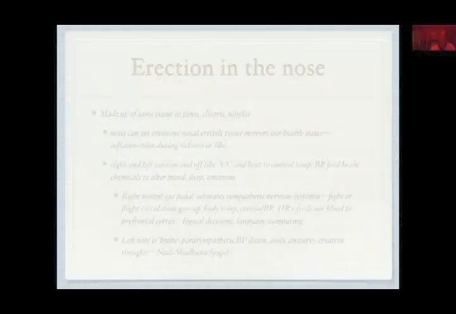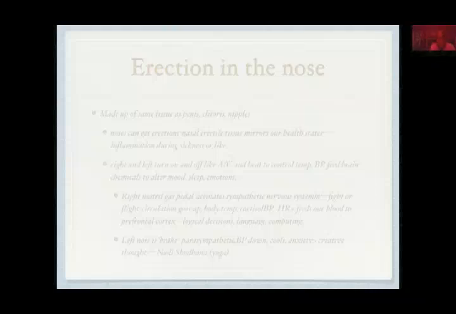All right. Erection in the nose. Our nose is made up of the same tissue as the penis, clitoris, and nipples. Noses can get erections. Nasal erectile tissue mirrors our health states. So inflammation during sickness or similar diseases, anything like that. So if you're a chronic mouth breather, you're basically going to have chronic inflammation in the nose and all through the body. And more than likely, you're a mouth breather.